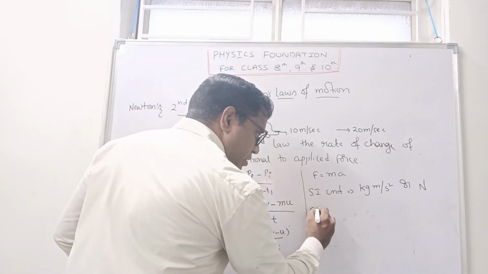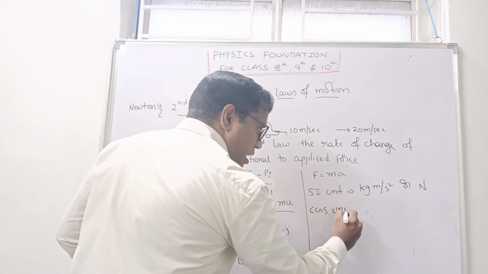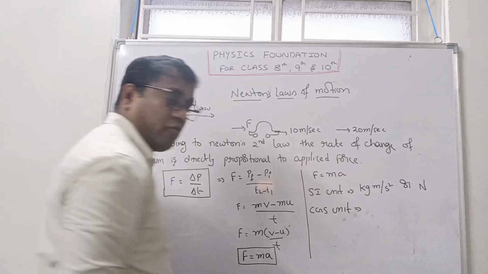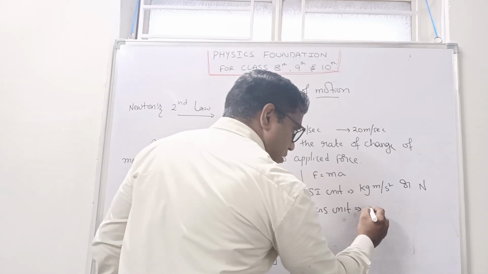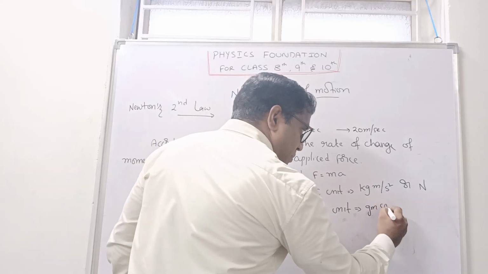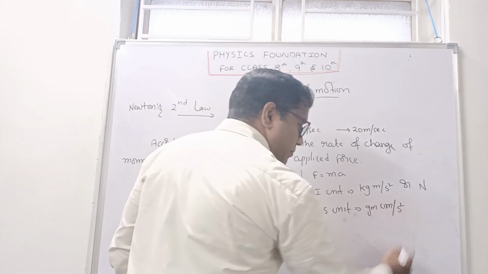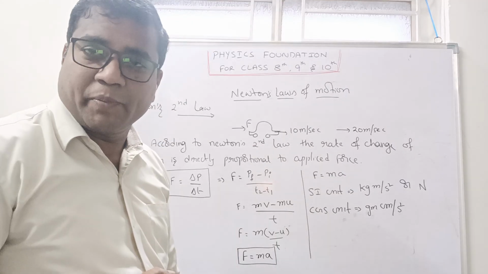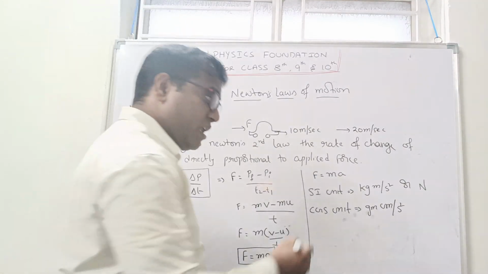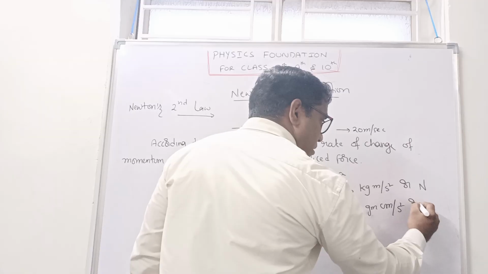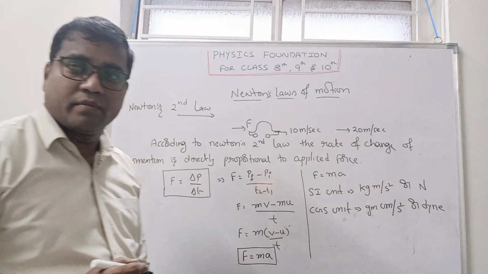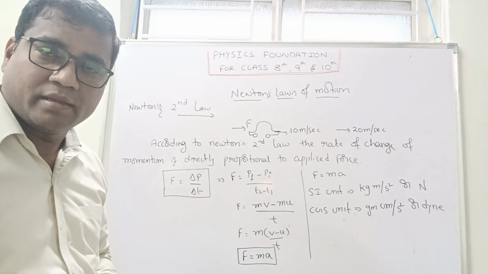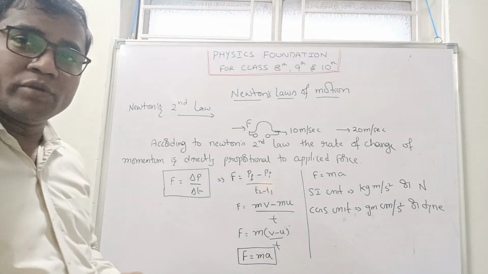So the CGS unit. What is the CGS unit? Kg means gram, so gram centimeter per second square. It is also known as dyne. Am I clear? What is Newton's second law?